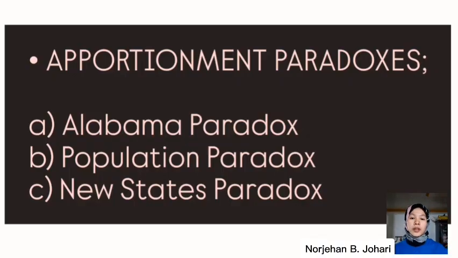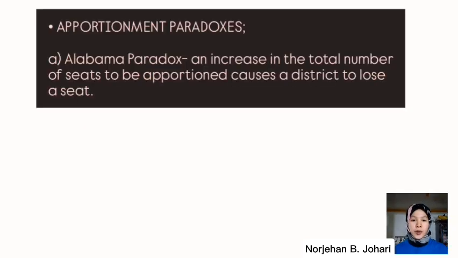Now proceeding with the apportionment paradoxes, we have three, namely Alabama, population, and new states paradox. For the Alabama paradox, it is an increase in the total of seats to be apportioned causes a district to lose a seat. So, take a look on this example.